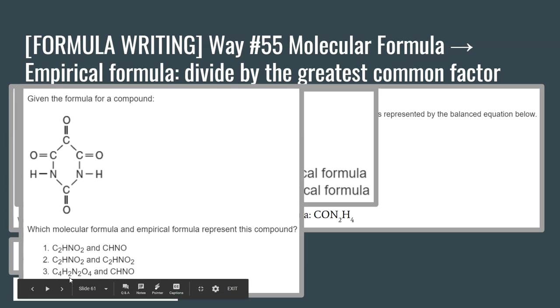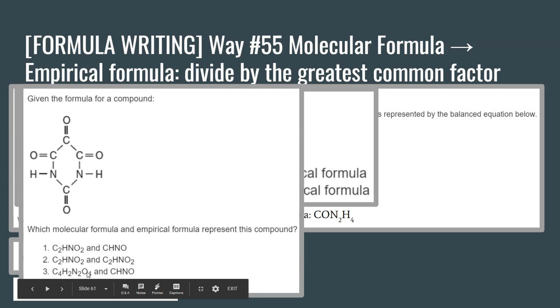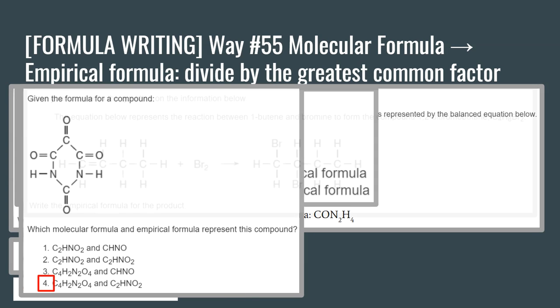Note that 3 and 4 list the molecular formula. To convert to the empirical formula, we have to divide by the greatest common factor. Well, notice that all these numbers can be divided by a 2. Therefore, the answer is choice 4.